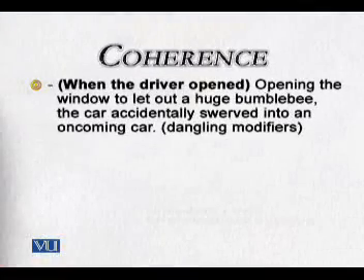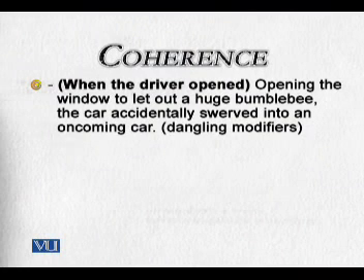There we have to introduce something, the real actor, and then the dangling modifiers, of course, will be corrected and coherence will be attained. How can we do that? When the driver opened the window. Now here, see what we did actually? When the driver opened the window to let out a huge bumblebee, the car swerved into an oncoming car.